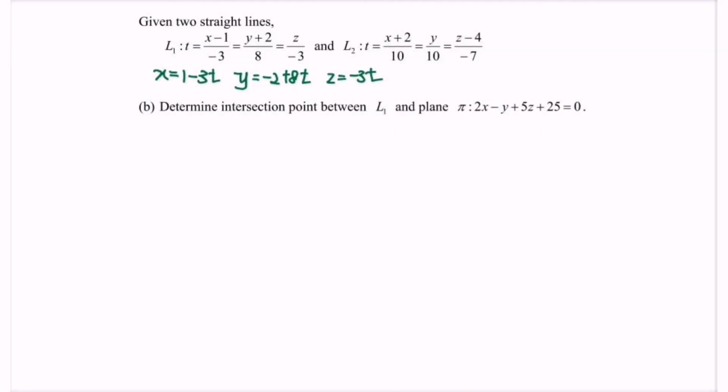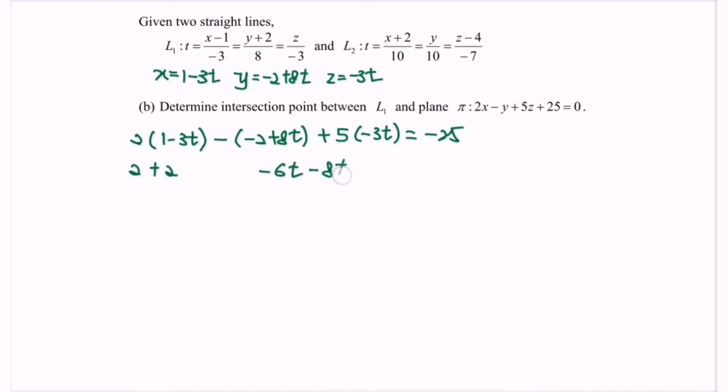B. Determine the intersection point between L1 and the plane. This means we have to substitute the parametric equation of L1 into the equation of the plane pi. So here we have 2x minus y plus 5z equals negative 25. Kindly expand: 2 minus 6t plus 2 minus 8t minus 15t equals negative 25. Simplify, so here we have negative 29t equals negative 29. So t equals 1.